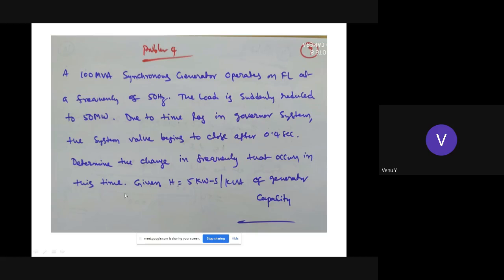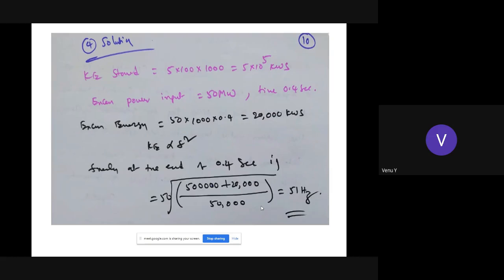Determine the change in frequency that occurs in this time, given H is equal to 5 kilowatt second per kVA of generator capacity. Similar problem we have solved. The kinetic energy stored is 5 into 100 into 1000, that is 5 into 10 power 5 kilowatt seconds. Excess power input is 50 megawatts for the time period of 0.4 seconds. Therefore, excess energy is 50 into 1000 into 0.4, 20,000 kilowatt seconds or kilojoules.